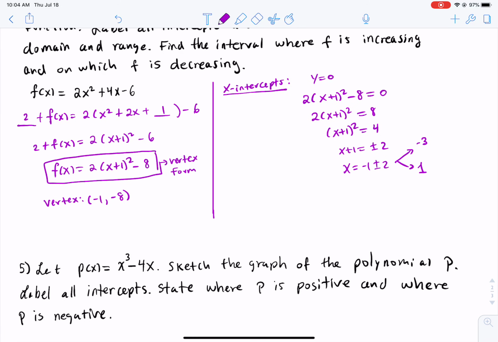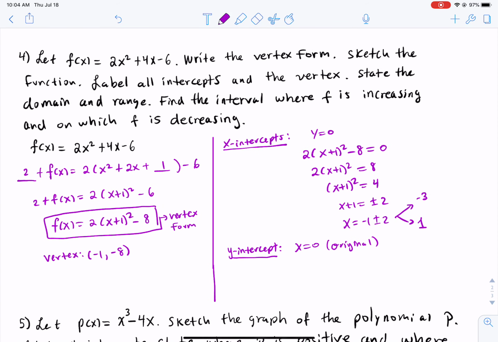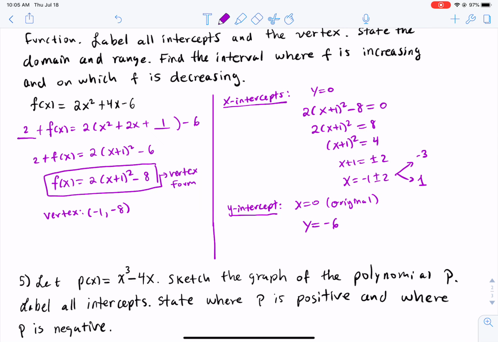What about the y-intercept? For the y-intercept, we set x equal to 0, but we do this in the original function. If you do it in the vertex form, you get the same answer, but it's just better to do it in the original one. So if you set x equal to 0, you get that y is equal to -6. So we have enough information to sketch our graph.